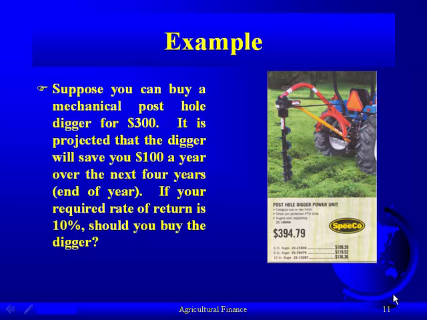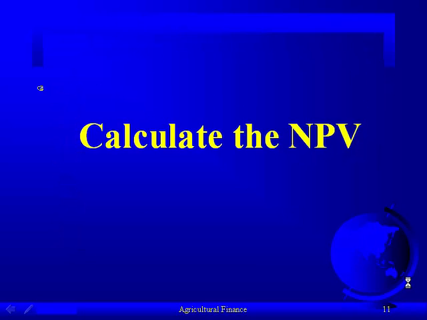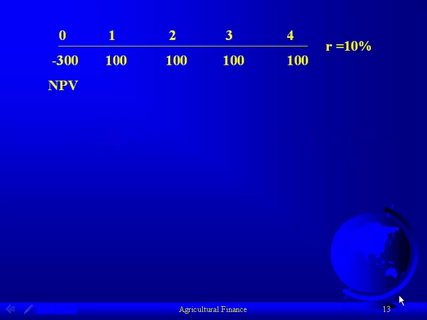We're also assuming that this particular farmer can invest his money at 10%. So to determine whether this is a good investment or a good capital purchase, we're going to calculate the net present value. And the first thing that you do, and I strongly encourage this, any time you start working with an investment, is lay it out in a timeline. So we draw our line.